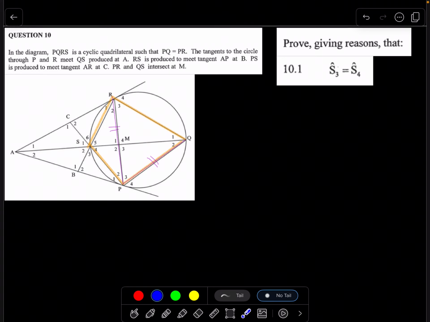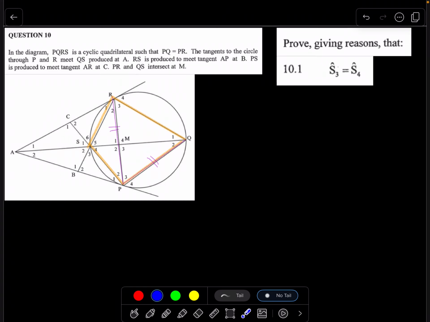Okay, so already tangents, we don't have mention of a center of a circle, so maybe not quite tan rad yet, but tan chord, maybe there'll be opportunities. And definitely tangents meeting at a common point, we immediately then know AP and AR are equal. Okay, RS is produced to meet tangent AP at B. Okay, right, so cool. PS is produced to meet tangent AR at C. Okay, so that situation there.